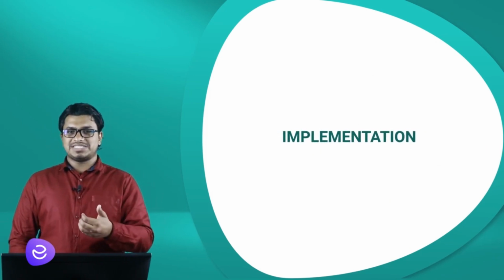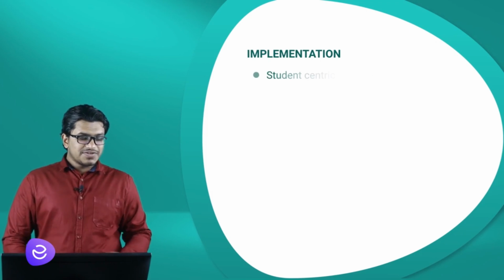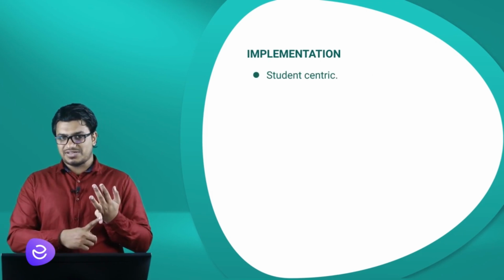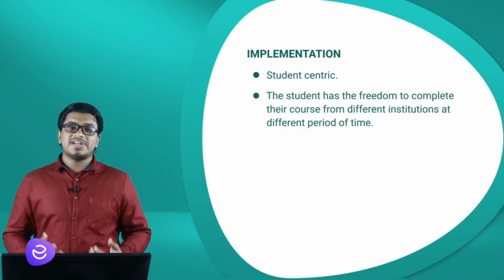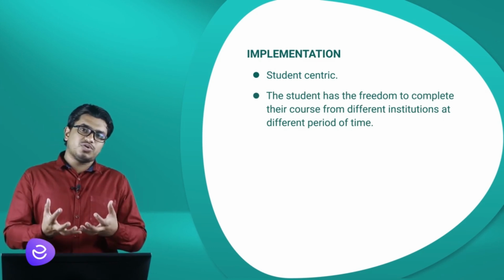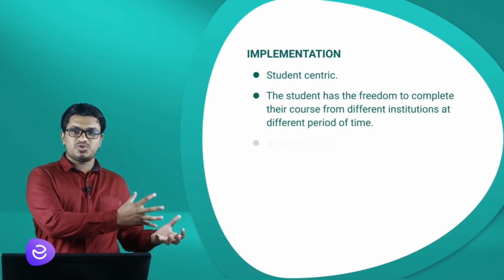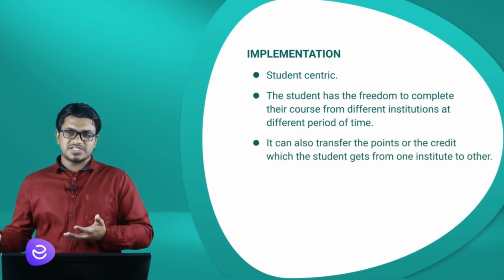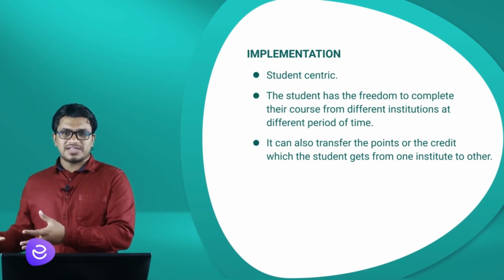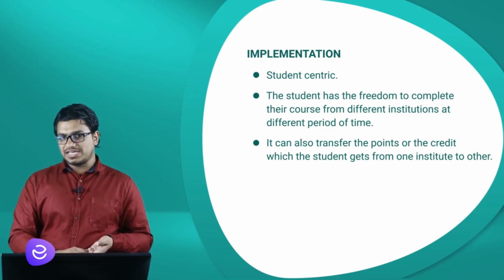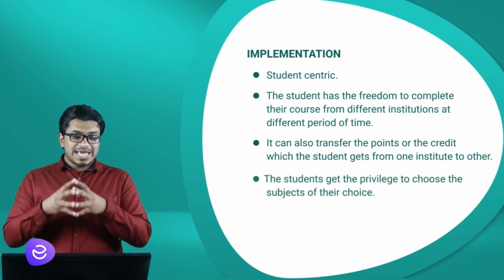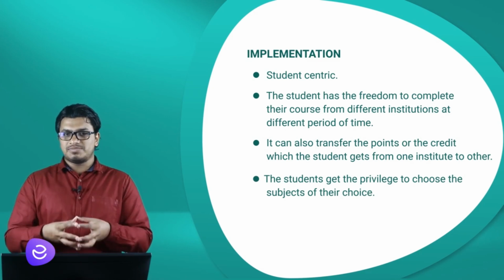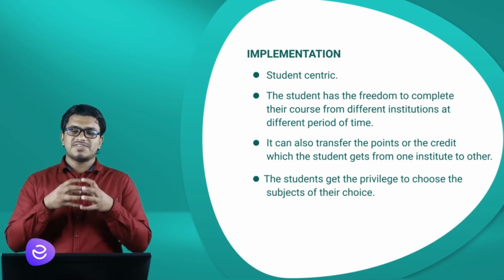Coming to the structure of the CBCS, or the choice based credit system, the first one is, it is student centric. Second, the student has the freedom to complete the course from different institutions. So if the student completes his first year from one institution, and if a transfer is possible, he can transfer to another institution and continue with his second year. Then the most important thing, the student gets the privilege to choose the subjects that he or she wants to learn.